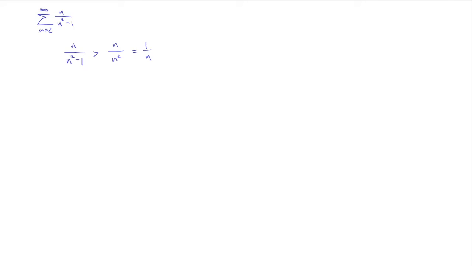Because n squared minus 1 is a smaller denominator than n squared, and a smaller denominator makes a bigger number. And n over n squared simplifies to 1 over n. And so we have just shown that the terms of this series are larger than the terms of the harmonic series. And to complete our answer, we have to state that the series sum 1 over n diverges, and then conclude that the series that we're looking at diverges by the comparison test. So it's important to name the test that we're using to explain why it diverges.